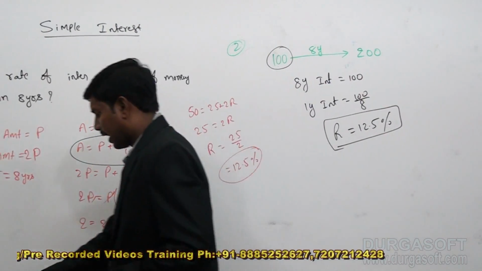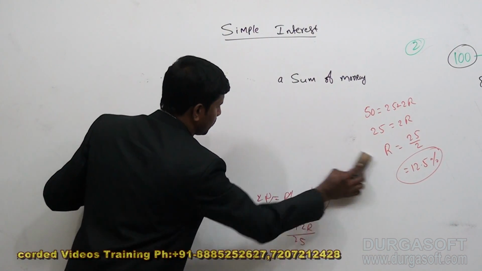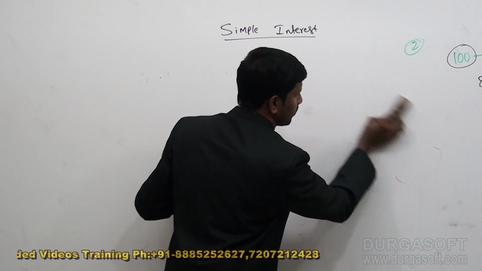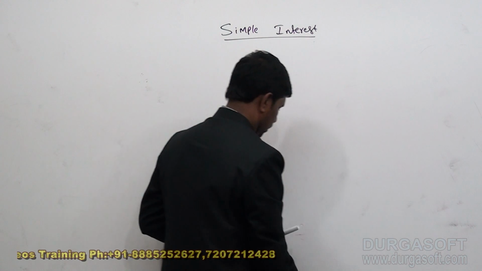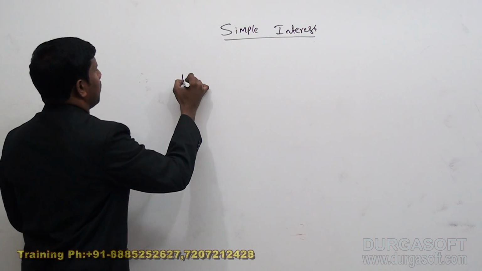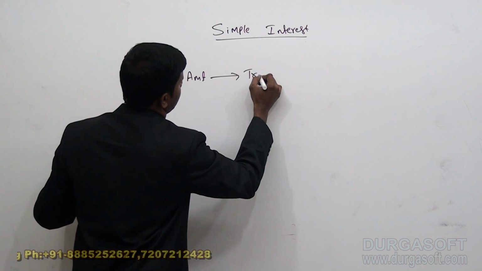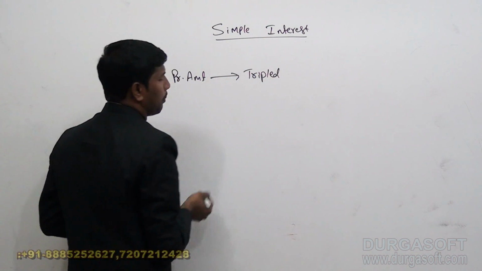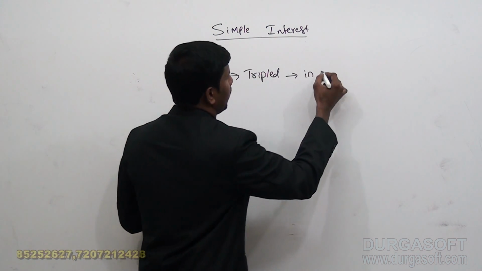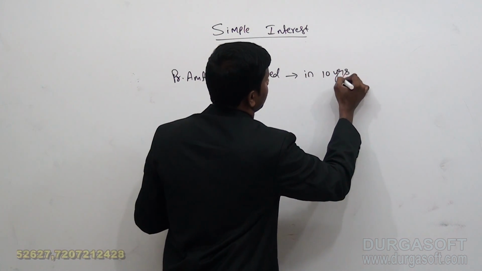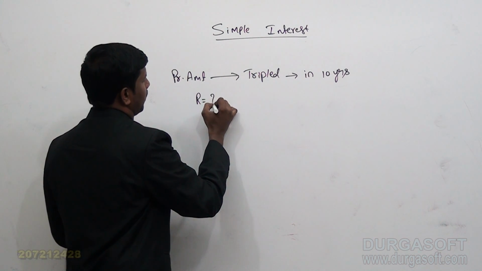Now let me explain by taking another example here. Suppose a principal amount will be tripled. Principal amount will be tripled in 10 years. Then find the rate of interest.